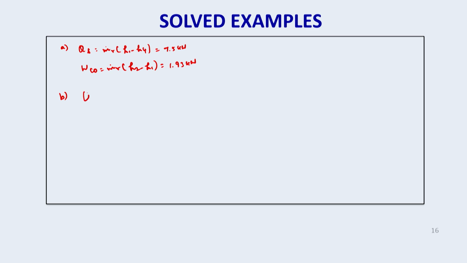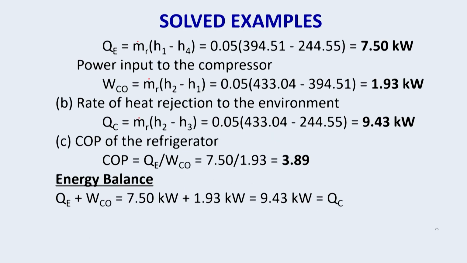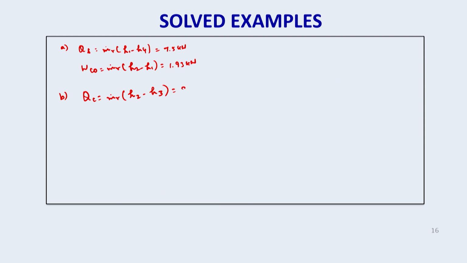Second part of the question is condenser heat load. QC is equal to m dot R into H2 minus H3. If you go to the diagram, this is the work of compression. This is from 2 to 3, it is the condensation. H2 minus H3, so it comes to 9.43 kilowatt. And the COP of the system is the ratio of refrigerating effect, QE, to work of compression. So 7.5 divided by 1.93, 3.89.